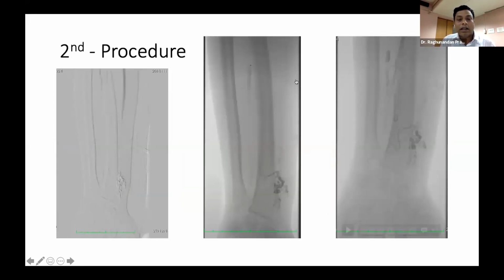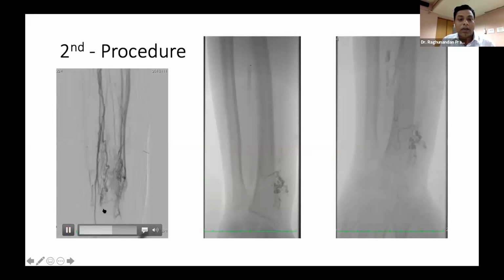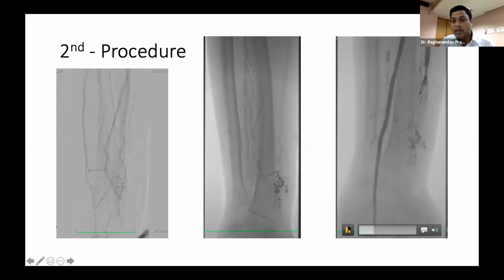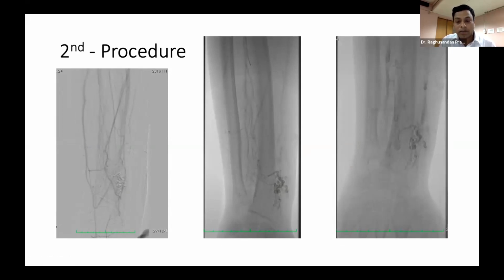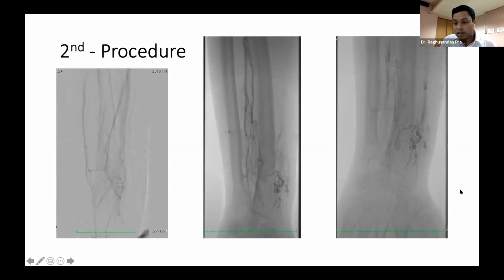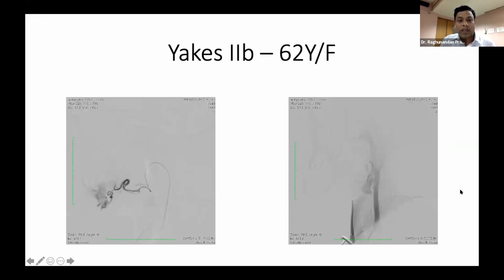So I did the second sitting. Now this is the second procedure, check runs. Again, you can see the reappearance of a new feeder. We put the glue again by super selectively cannulating all these channels. And here you can see the nice glue cast, and this was the final check run: almost 80 to 90% devascularization. Then I referred her for surgery, and this time she got the surgical resection, and more than 1 year of follow-up has been completed. She is doing perfectly fine.